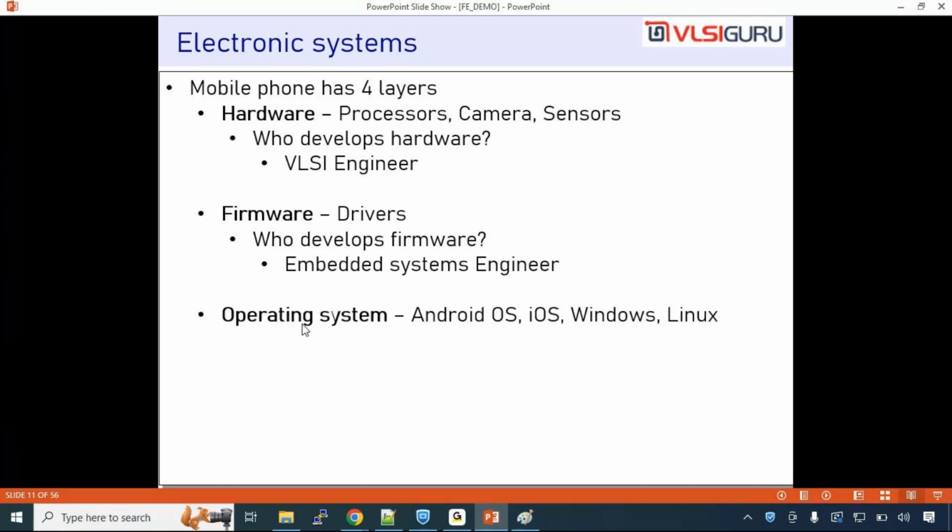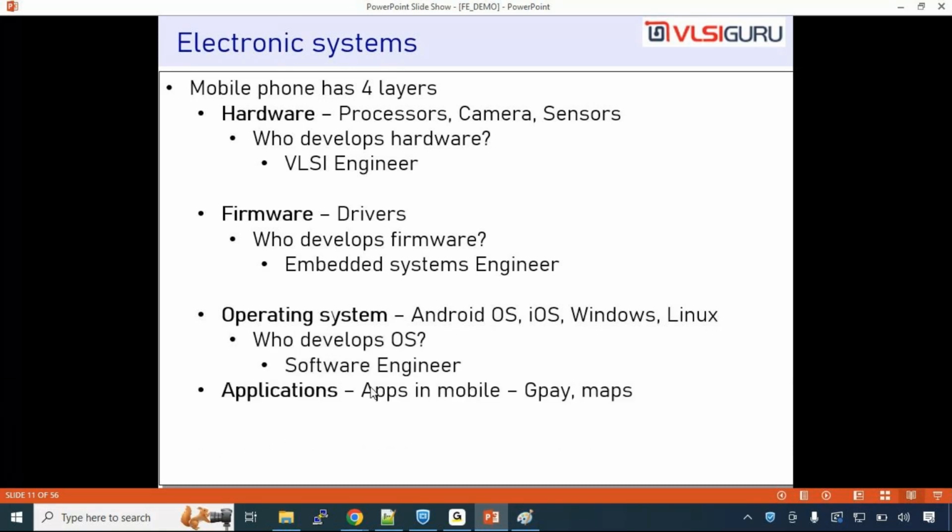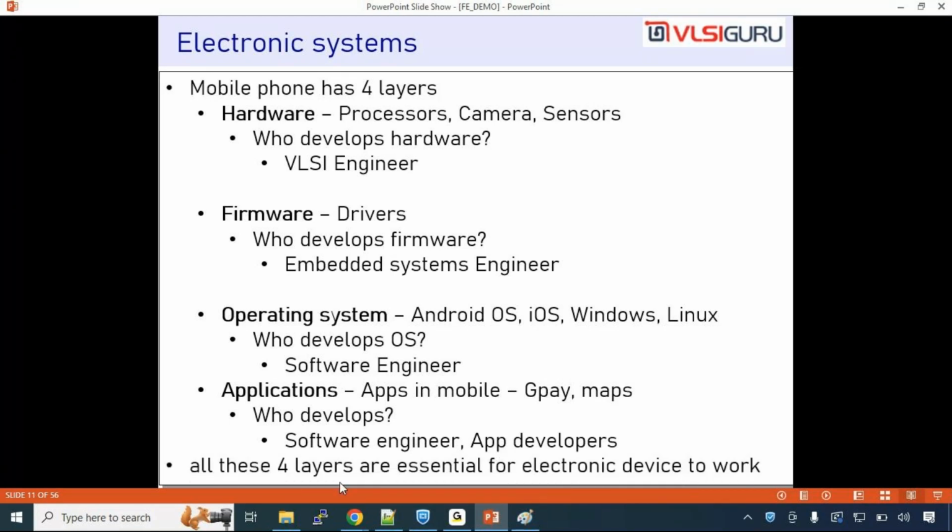Third one is what? Operating system. Examples are Android, iOS, Windows, Linux. The people who develop operating systems are software engineers. Then you have applications like the apps in the mobile, like GPay, Maps, WhatsApp, everything. Who develops apps? Again, software engineers or app developers. There will be some developers who develop the apps. All these four layers are essential for an electronic system to work, right?